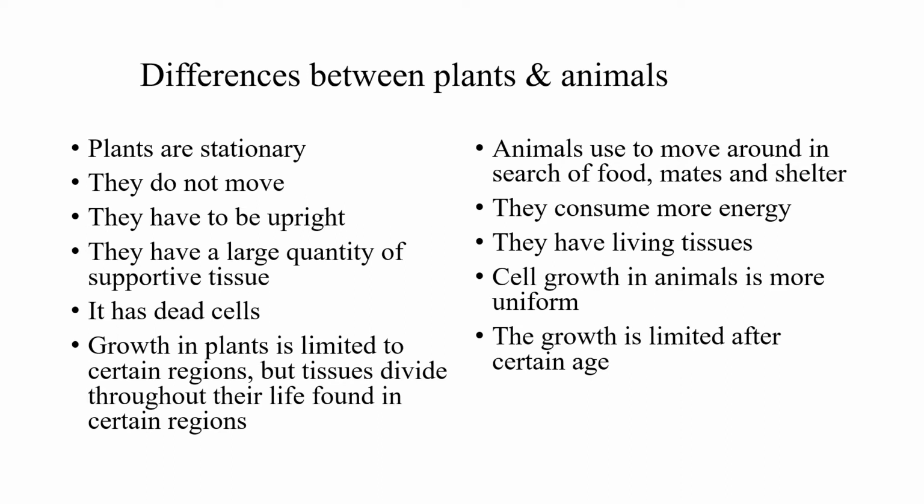Yes, differences between plants and animal tissue. See, plants are stationary. What is the meaning? They are not moving from place to place. But animals used to move. For what purpose? In search of food and also to get shelter and also for mating purpose. Plants do not show any movement, we can say, but in the same place they are showing different movements also. The leaves are moving, the sunflower even moves towards the sunlight, the root moves towards the soil, but they are not moving from place to place.